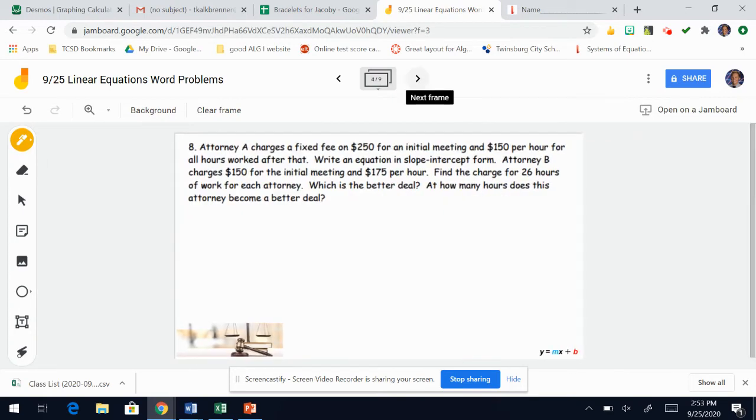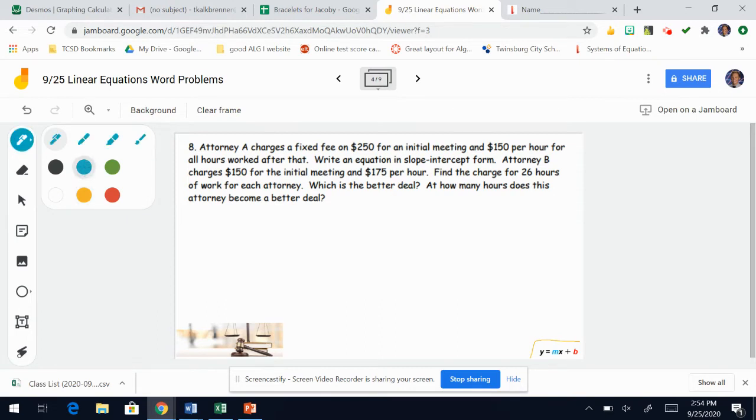All right. Attorney A, someone's in trouble. Attorney A charges a fixed fee of $250, and an initial meeting is $150 per hour. All right. Write an equation in slope-intercept form. So again, I put that note down here to get you in slope-intercept form. So again, y equals mx plus b.